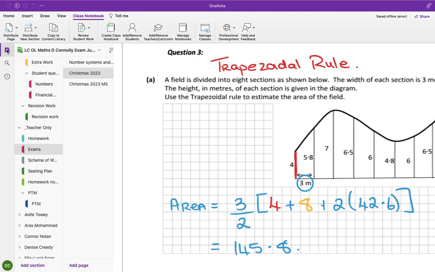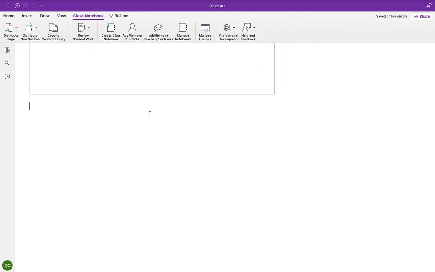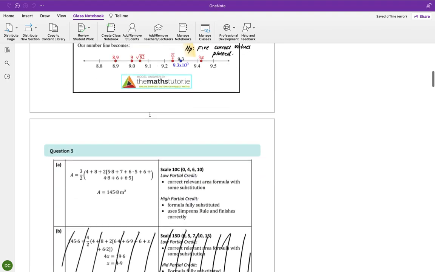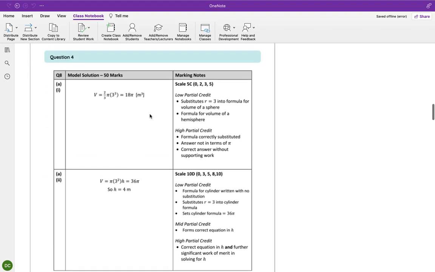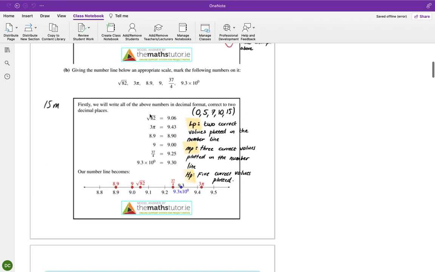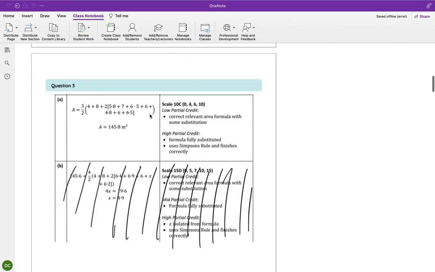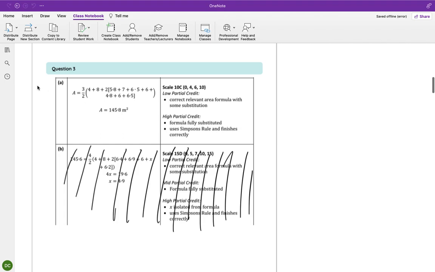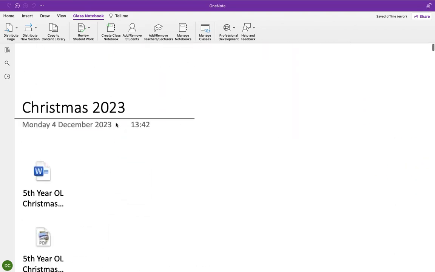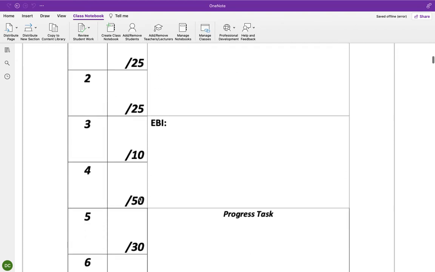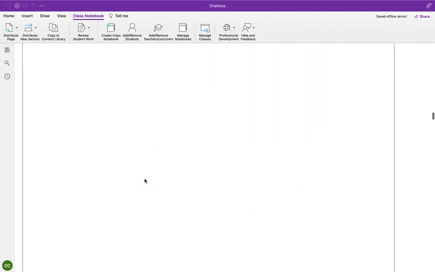Now, hopefully that is in here. I might have the wrong draft of the scheme, maybe. Maybe that's what it is, actually, that I have the wrong draft. Anyway, 145.8 is right. And that's worth 10 marks. So does that tally? Let's have a look. 10, yeah, 10 marks for question 3.